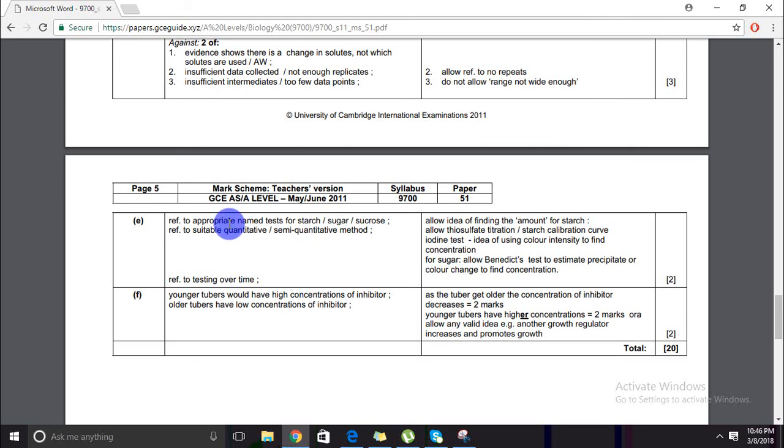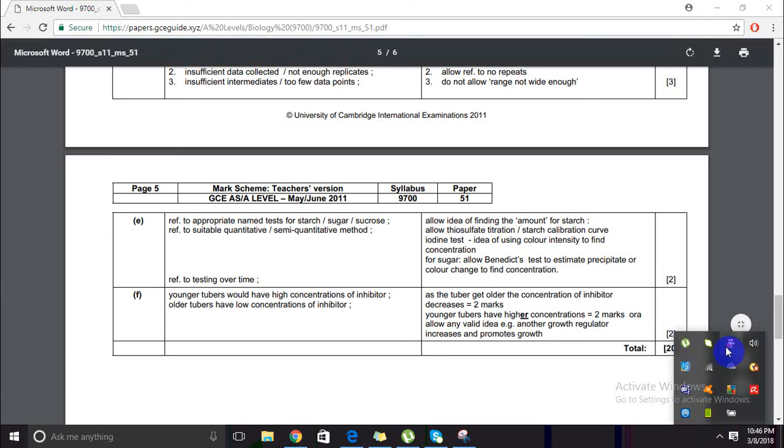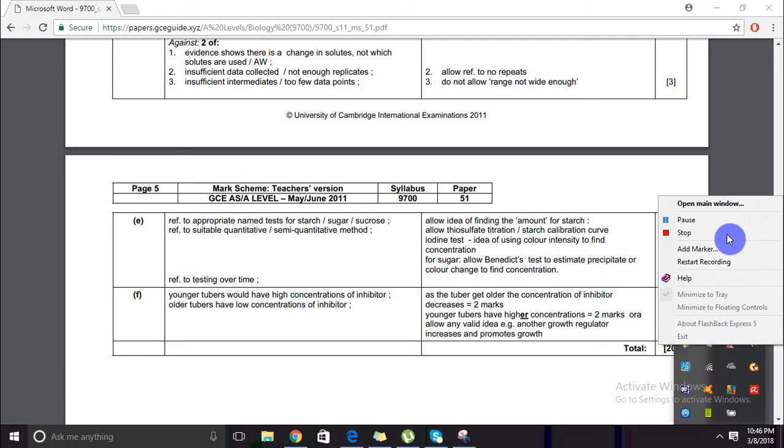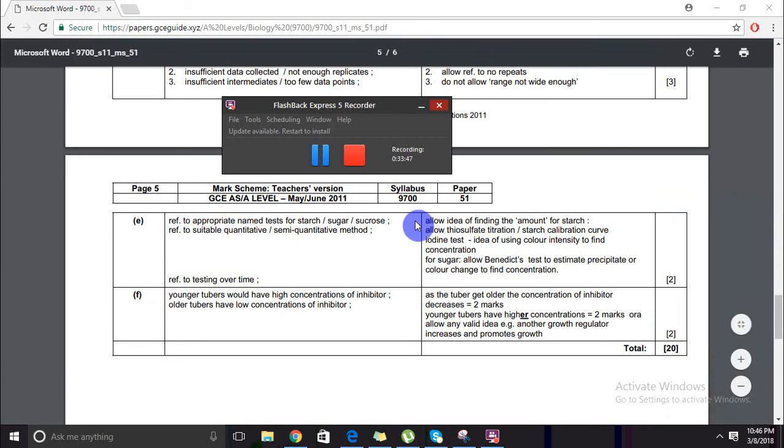Appropriate named test for starch, sugar, sucrose. Young tubers would have high concentration of inhibitor, old tubers would have a lower concentration. And this is it. And before this, I'll also read some articles from the internet about osmotic questions, the sort of questions they give regarding this topic.